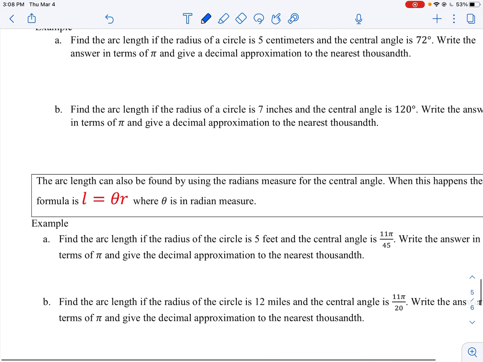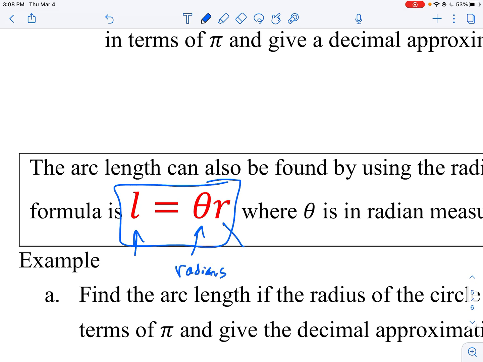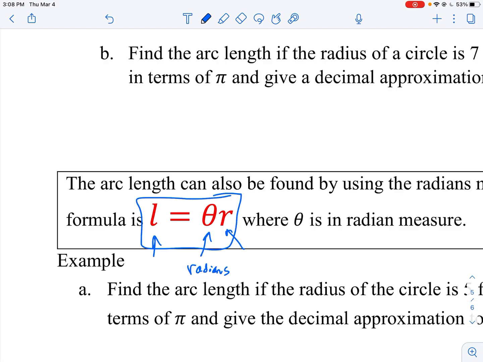So that's a quick recap. This is the formula for getting arc length. The arc length is equal to your angle in radians times your radius. That's the whole thing. It's a fairly simple formula, but you just have to remember you need the correct kind of units in it. Your angle has to be in radians.